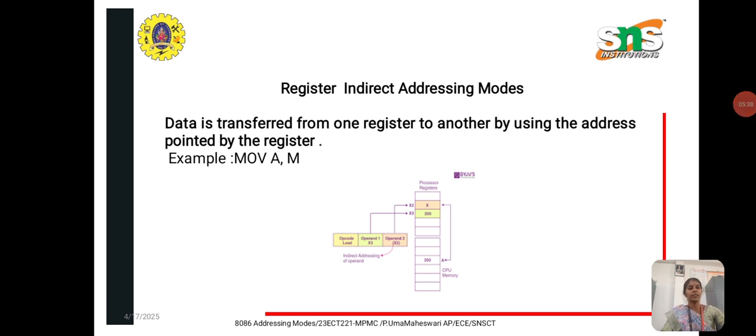Next one is register indirect addressing mode. In this mode, the data is transferred from one register to another by using the address pointed to by the register. Say for example, MOV A, M, that is, the M register is being moved to A. In this indirect addressing mode, the address of the operand is not directly contained within the instruction itself, but instead it is located in a particular register. So the instruction specifies a register and the content of the register holds the actual address.